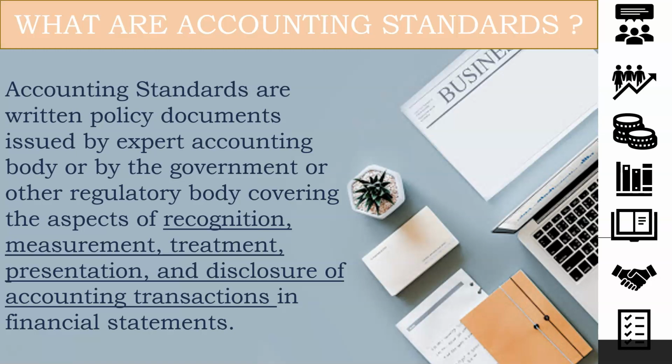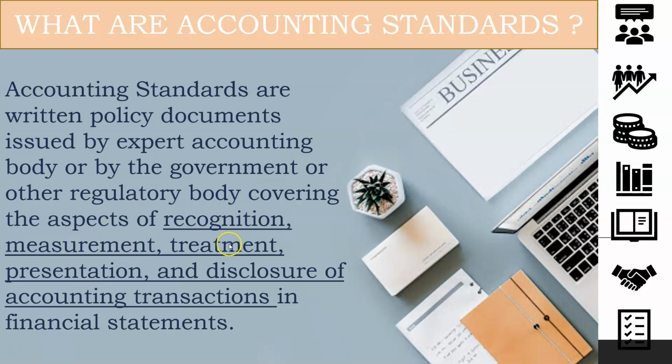Inventory, you can say, is the stock of the company, or the goods in which the company deals. So when I talk about the accounting standard of inventory, that is accounting standard 2, it will talk about the recognition of the inventory in the books of accounts. Also, how do I measure that inventory? How do I treat it in the books of accounts?